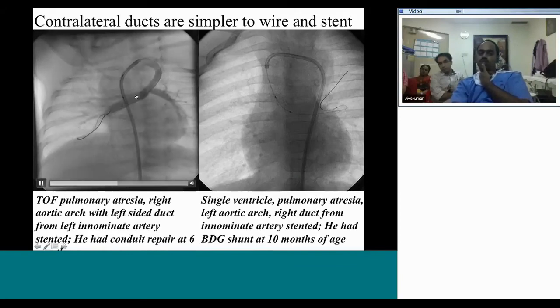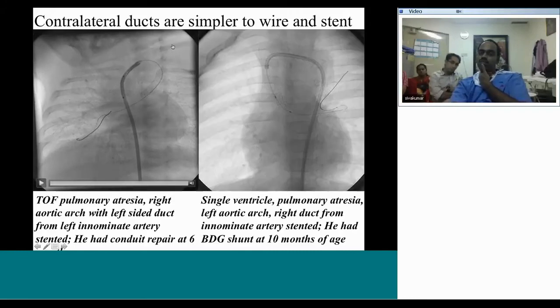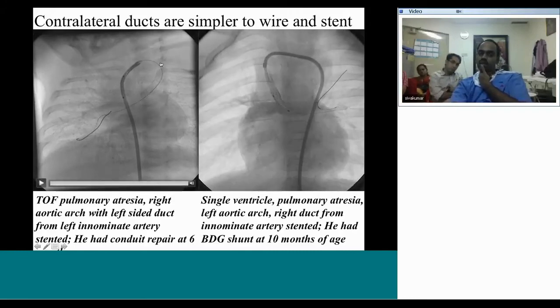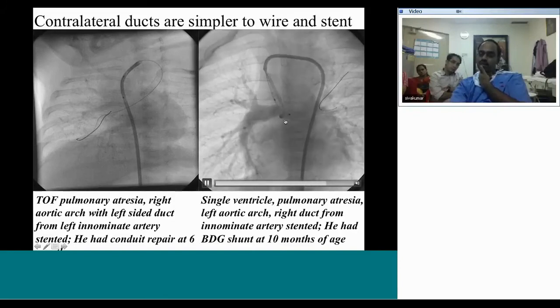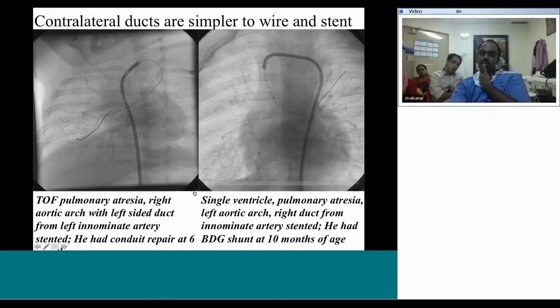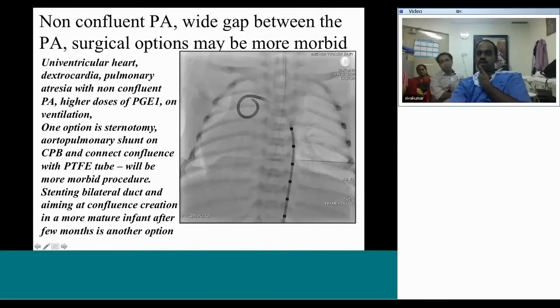Contralateral ducts are very simple to wire and stent. This is a patient who has a right aortic arch, left subclavian artery, a contralateral ductus. And this is a left aortic arch, right subclavian artery, a contralateral ductus. So these are getting stented.